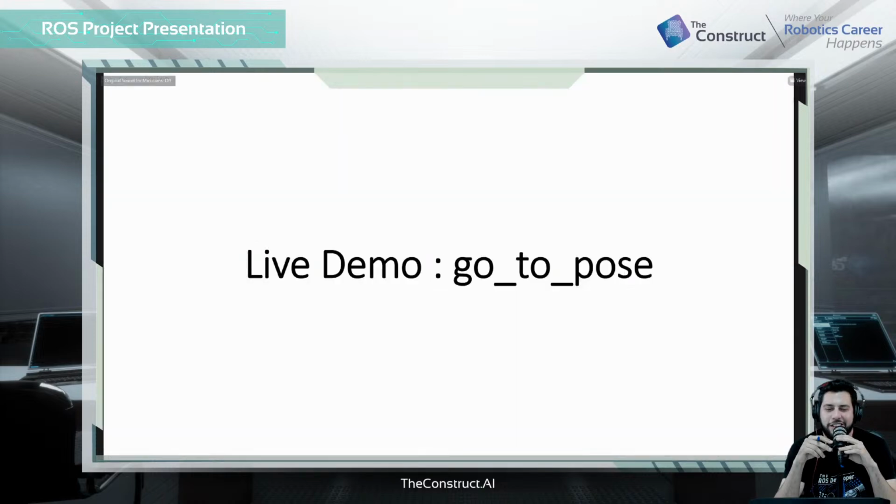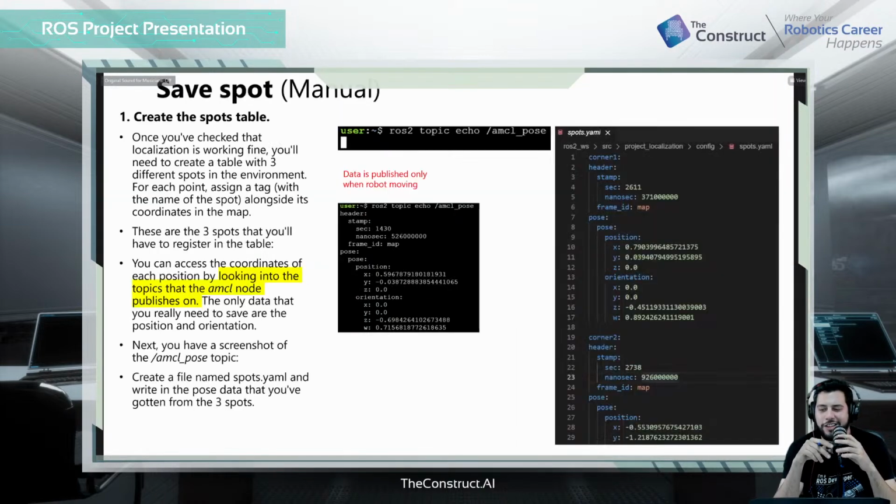Okay, here. So the first way for the quiz was to save the spots manually. When you subscribe to the AMCL topic after navigation started, it sends out these position values, and then I can copy and paste them into the file. This is the manual way.